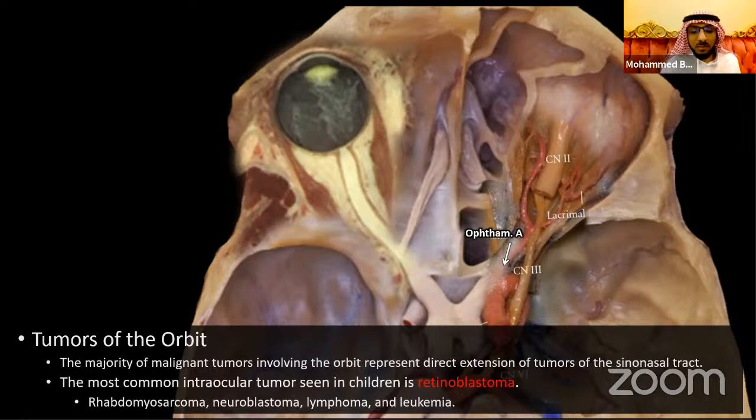The majority of malignant tumors in the orbit actually represent a direct extension from tumors of sinonasal origin. And the most common intraocular tumors seen in children are retinoblastoma, rhabdomyosarcoma, neuroblastoma, and lymphoma, as well as leukemia. Some of these tumors require only a biopsy. To do the biopsy or remove tumors, you need to have a full understanding of the orbital anatomy, of course.